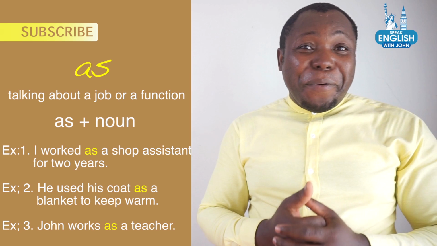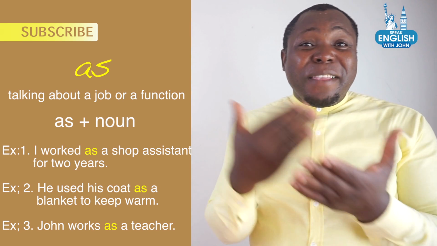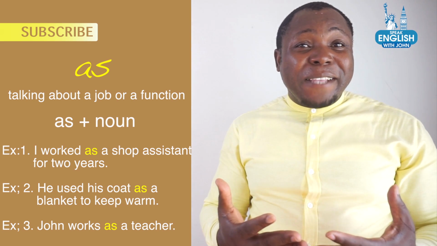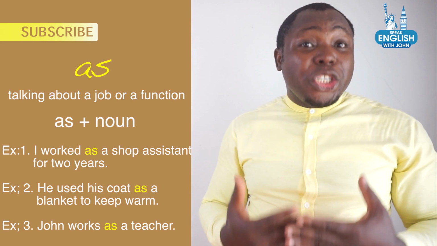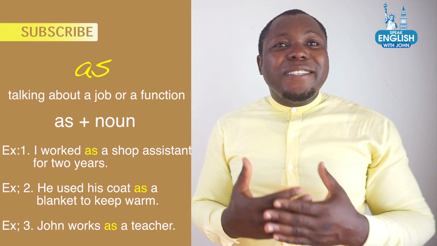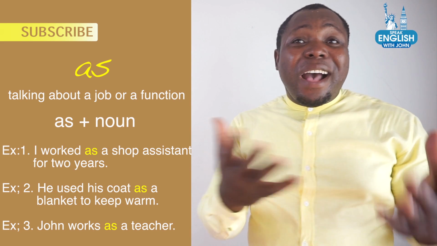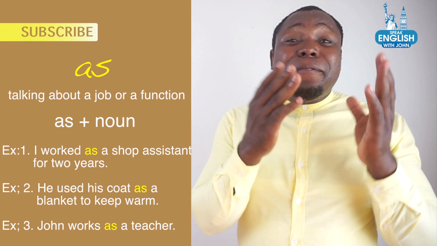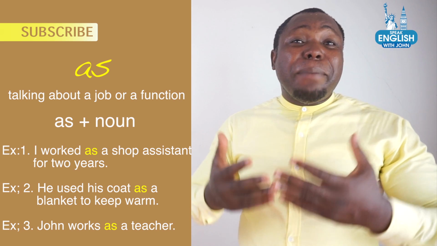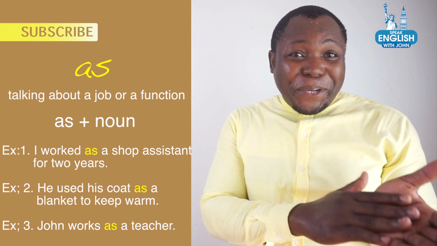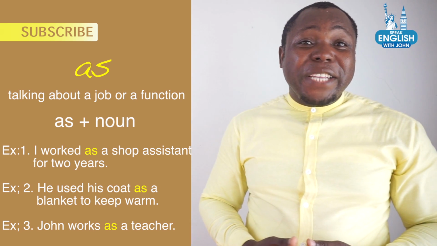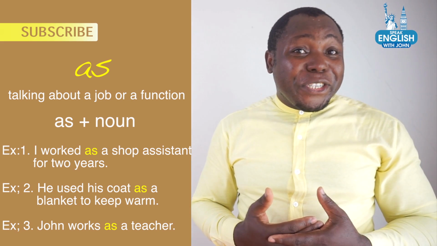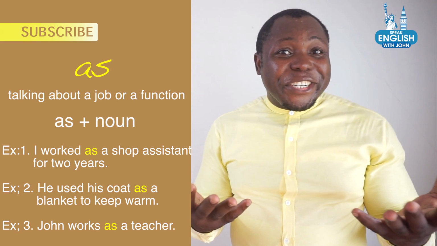In the above examples, we can see jobs and functions. The first example, he worked as a shop assistant. During this time, he was a shop assistant. The second example, he used his coat as a blanket to keep warm. This is to tell us that the function of a blanket is to keep warm, but he used his coat in the place of a blanket. And lastly, John works as a teacher. That is John's job. He works as a teacher, right?